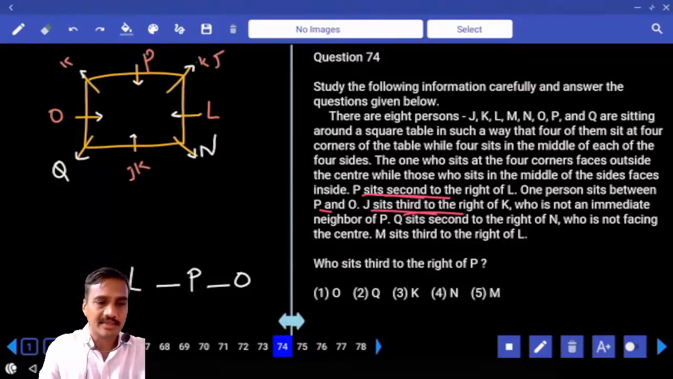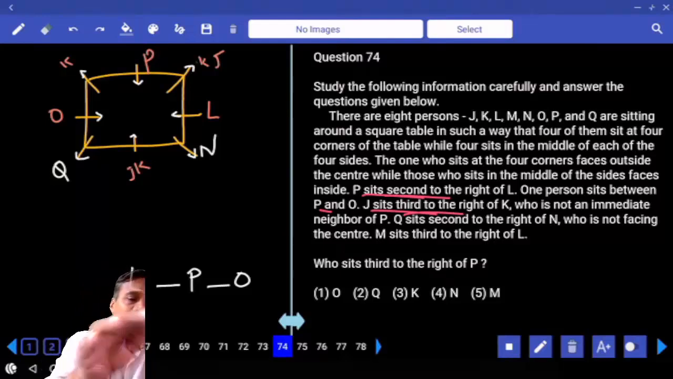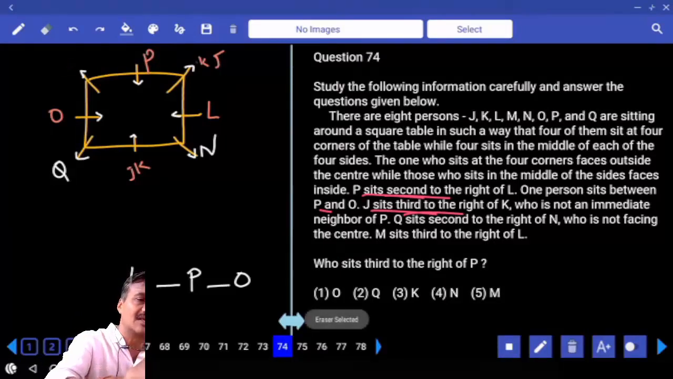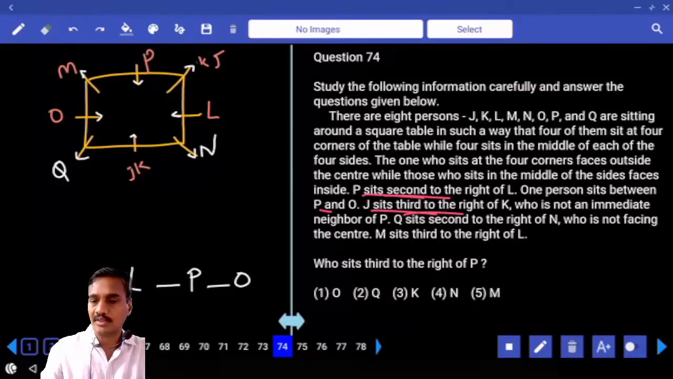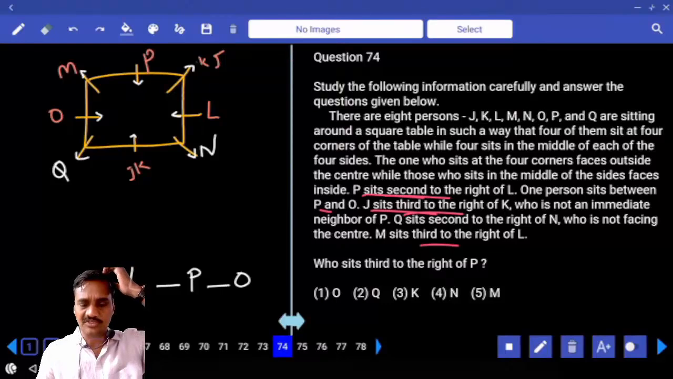And next one, M sits third to the right of L. K cannot be here, M must be at this place. And next, P sits second to the right of L, and one person sits between P and O.